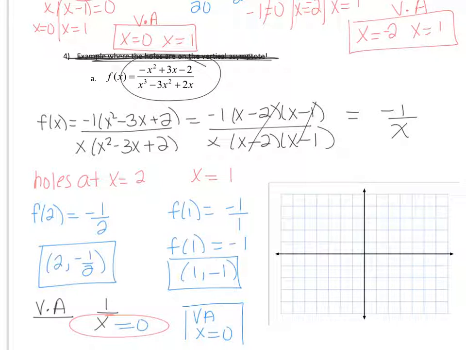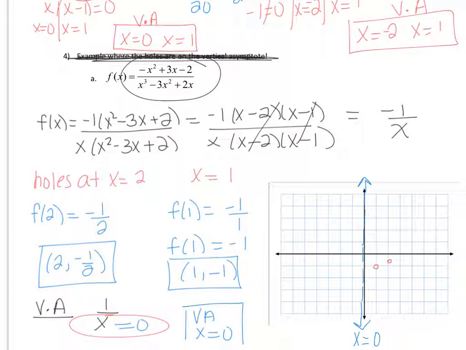So if you need to, pause the video, copy this stuff down, and then now I'm going to graph it. Okay, so I have a hole at 2, negative 1/2. So if I were graphing it, there would be a hole there. And then I have a hole at 1, negative 1. So about here. I also have a vertical asymptote at x equals 0, which I'm going to put right on top of the y-axis, because that's the same thing as x equals 0.